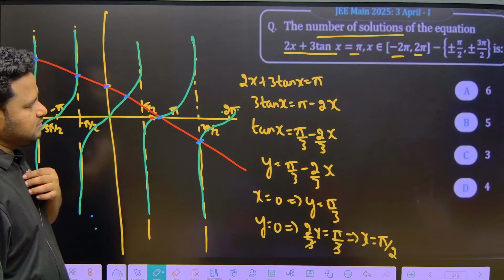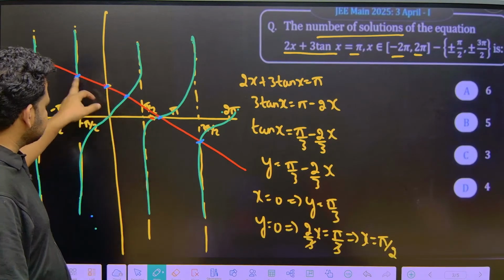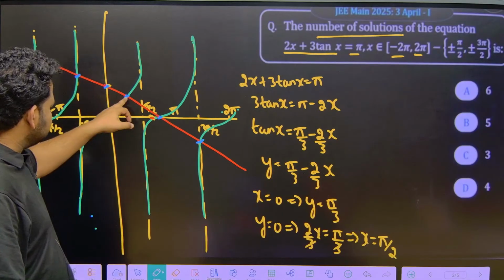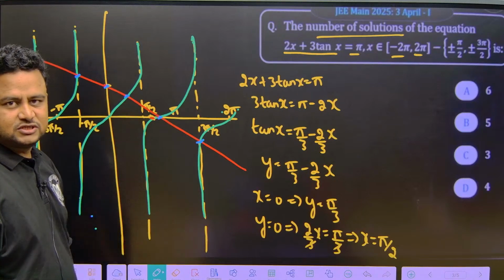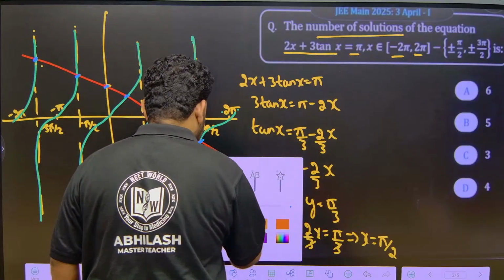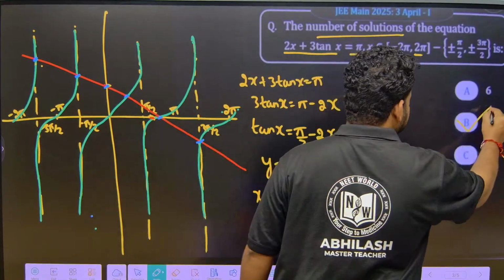Okay. Actually, the answer to this question is you should not consider this. This is the point 1. The curve is touching at this point 1, 2, 3, 4, 5. So the answer to this question is what, friends? The answer to this question is 5.